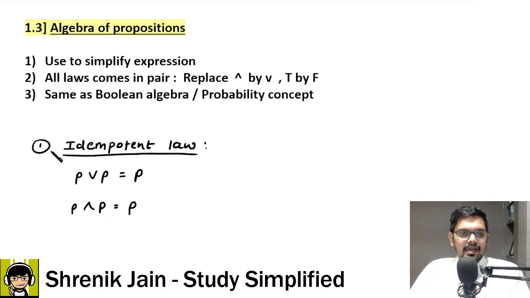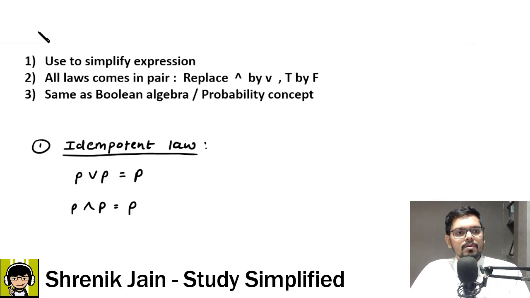First law is the idempotent law. Do you remember an idempotent matrix? A squared is A. Similarly, in propositions, we say P or P is P, and P and P is also P. Have you seen the magic? If I replace OR with AND, the law remains same. This is what point number 2 was. All the laws come in pairs. If you replace AND by OR or OR by AND, the law remains same.